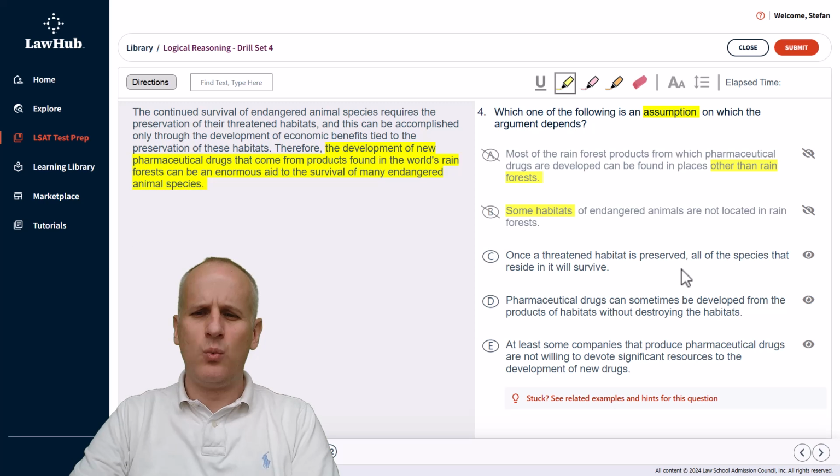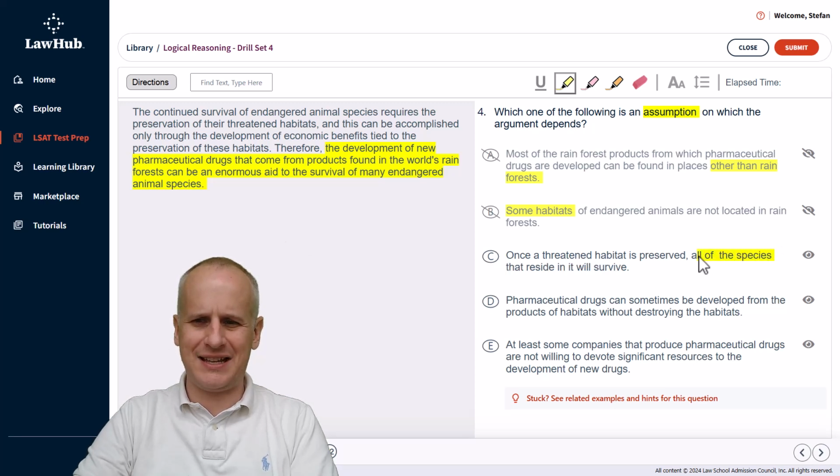Then choice C, once a threatened habitat is preserved, all of the species that reside in it will survive. Well, the conclusion actually states explicitly many animal species will survive, not all. So we've got to parse those quantifiers very carefully, but all of the species does not match what was in our conclusion, so we can eliminate C for that reason.